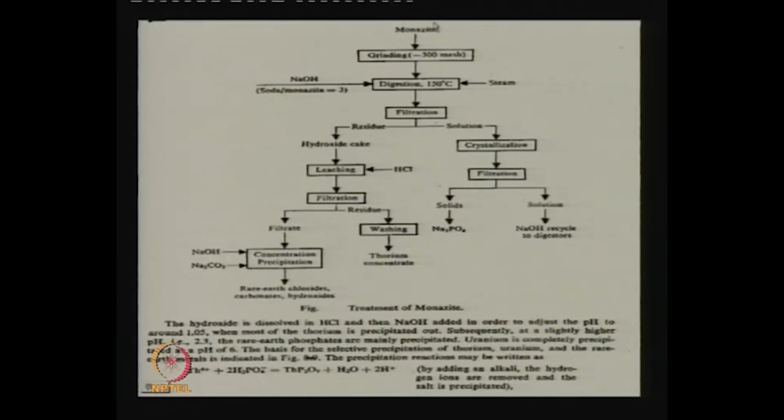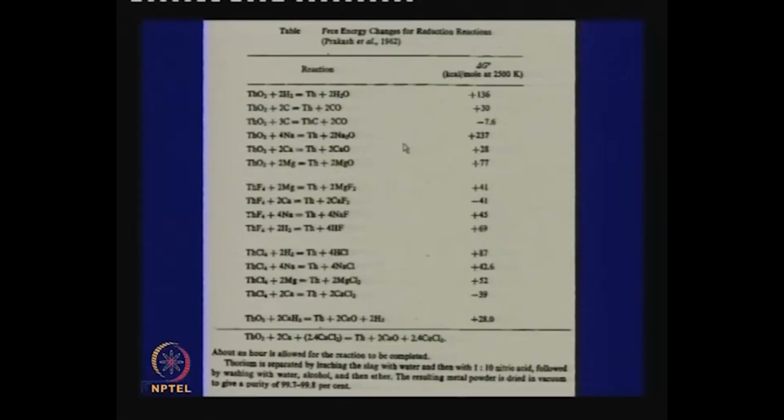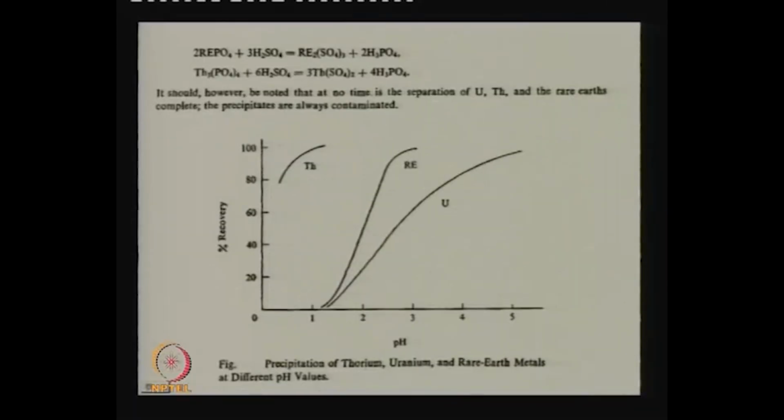About treatment of monazite, a flow sheet has been given. The thing that we need to note is that in India, we do not follow an acid leaching process, we follow an alkali leaching process, the peculiarity of which is that during leaching, the metallic values will go into the insolubles, not in the solubles.